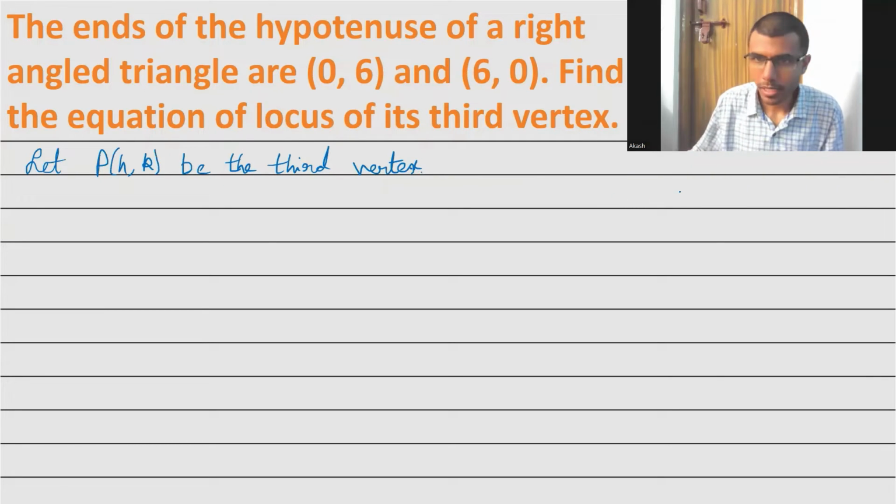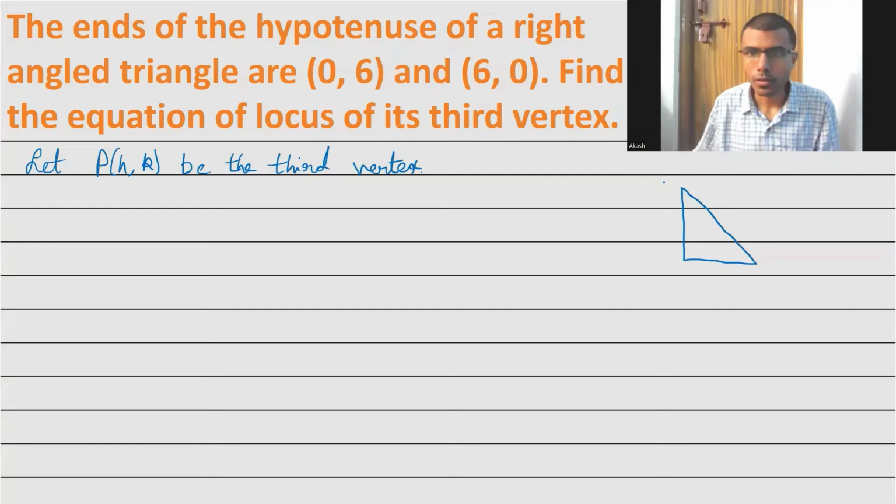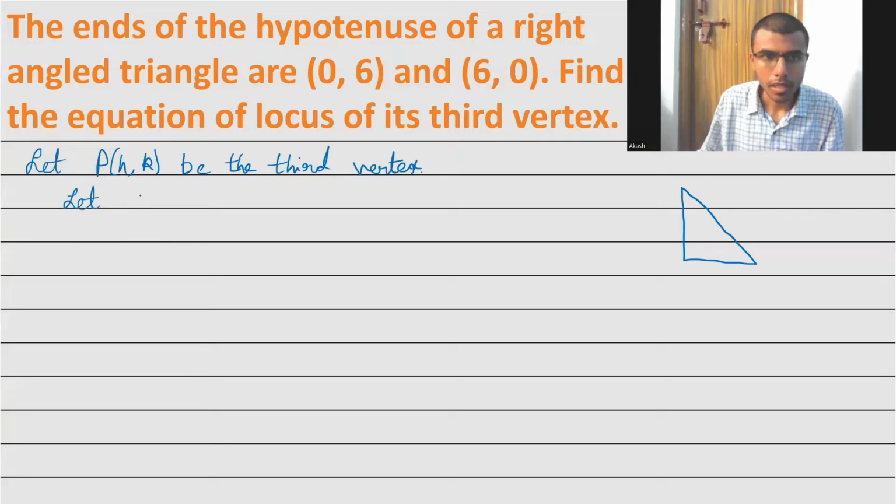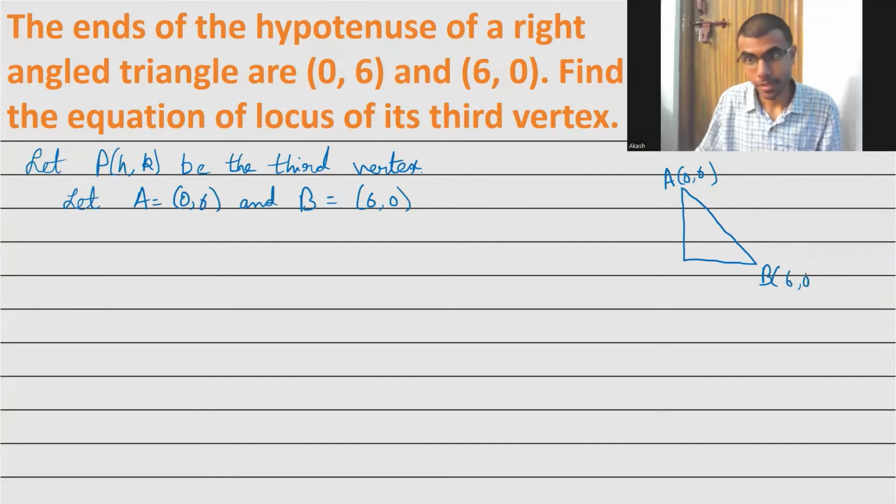I'll just make a brief diagram so that you'll have a nice understanding. So the ends of the hypotenuse are, let A be (0, 6) and B be (6, 0). So this is my A (0, 6), this is my B (6, 0), and this is my P (h, k). This is my 90 degrees.